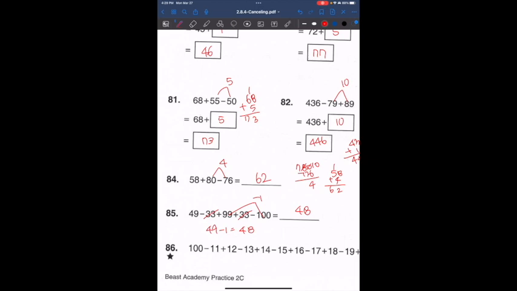Now, as you can see, it would have been really difficult to add and subtract all of these numbers. But if we use canceling and almost canceling out, then we can get the answer really quickly.